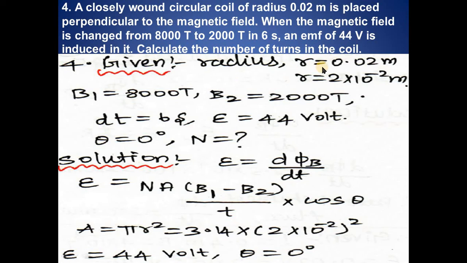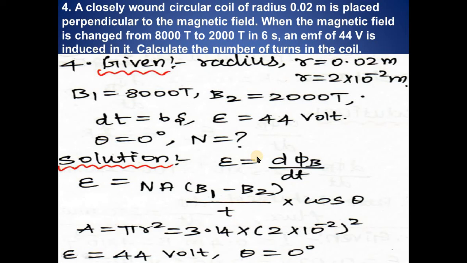Given data: radius R is equal to 0.02 meter. Here R is equal to 2 into 10 power minus 2 meter. So 0.02 can be written as 2 into 10 power minus 2 meter. B1 is equal to 8000 Tesla. B2 is equal to 2000 Tesla. dt is equal to 6 second. Epsilon is equal to 44 volt. Theta is equal to 0 degree. Then N is equal to question mark, the number of turns. Calculate the number of turns in the coil.